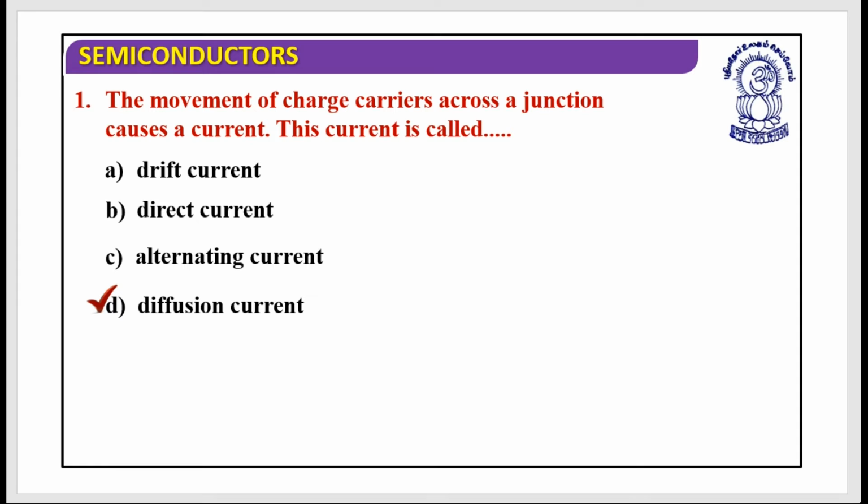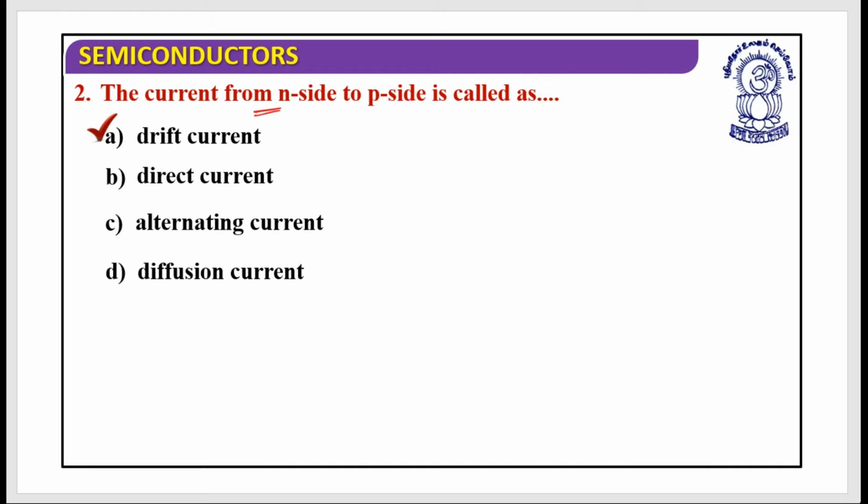Let's have a look at quick questions. The movement of the charge carriers across a junction that causes a current is known as the diffusion current. And the second one, the current from n side to p side is called the drift current. I hope this is clear.